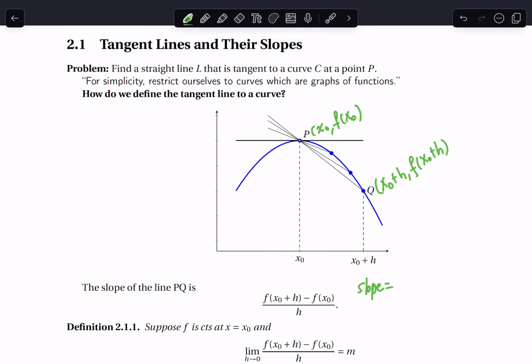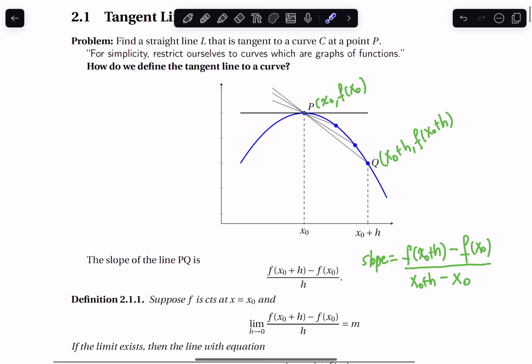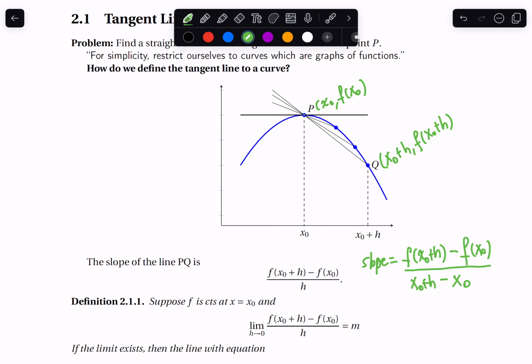It is given by the second y coordinate, which is f of x0 plus h, minus the first y coordinate, which is f of x0, right? So it is this point, divided by x0 plus h minus x0. So this is the x coordinate of the second point, and this is the x coordinate of the first point. Now, if we do this cancellation in the denominator, these terms are gone, and we get this relation, okay?